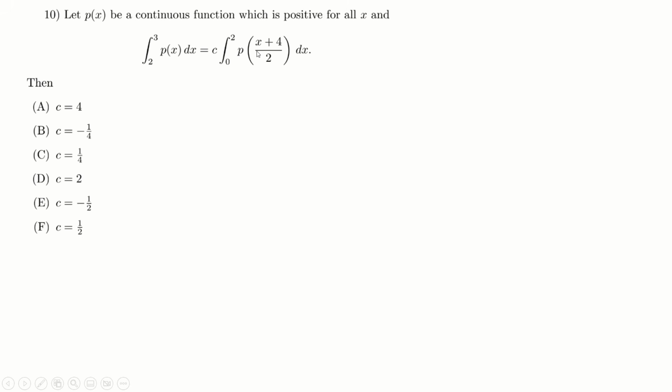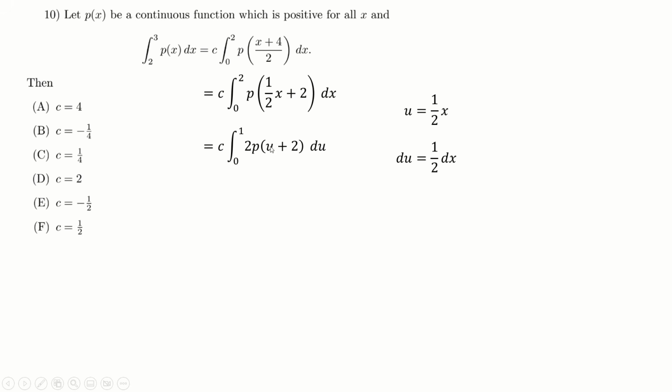Okay, this question's kind of cool. What I did was I split out this fraction here to make this, and then I just did some fun substitutions. So I just said, well, let u equal a half x, which means du equals a half dx, and you can throw that result in here. And then I just said, well, let m equal u plus 2, and then dm equals du. You can throw that result in here.